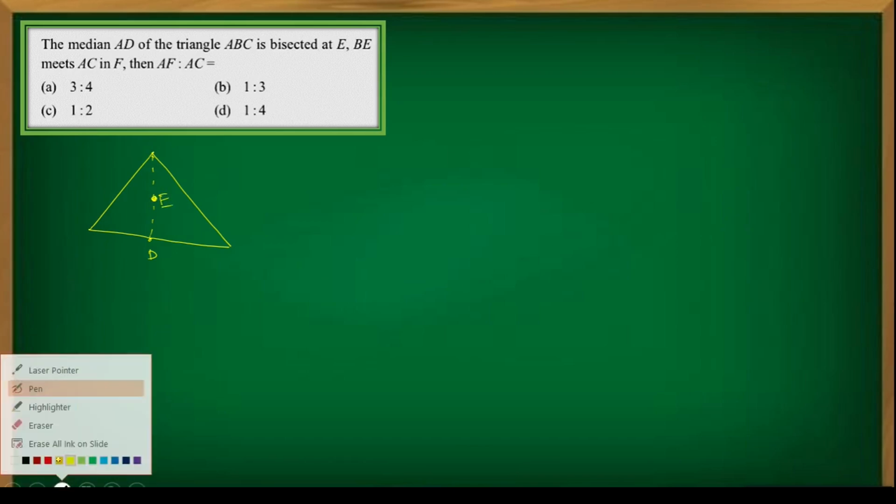Then BE meets AC in F. So if I say this is A, B and C, BE meets AC in F. Then what is AF? This portion. AF is part of AC, this portion. That we have to find out.